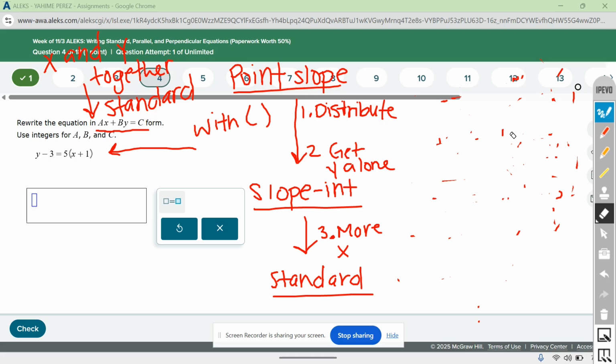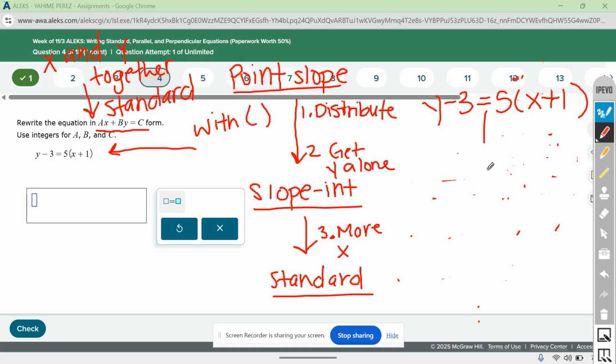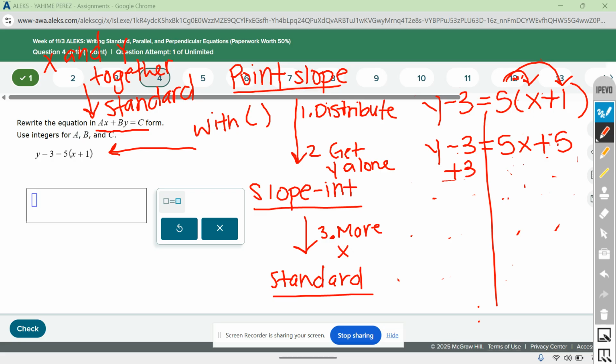Okay, here we go. We got y minus 3 equals 5, x plus 1. So first step is to distribute. So 5 times x is 5x, 5 times 1 is 5. And then I'm going to get y alone by adding this 3. That'll effectively get rid of the minus 3. And I'm left with y equals 5x plus 8.